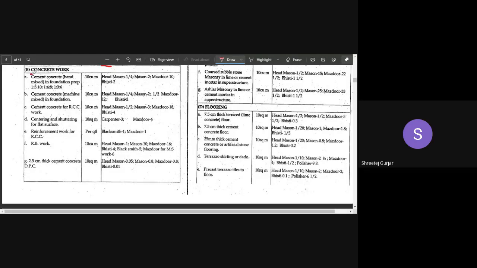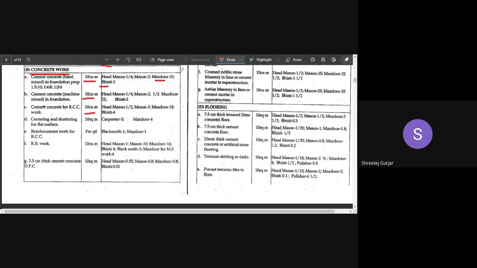Okay, when you are dealing with concrete work, as we know, concrete we deal in cubic meters. Hence, we have to assume 10 cubic meters initially. You can see we have assumed 10 cubic meters. For concrete work, as I've told you, we need supervision. So we require head mason. We need masons because we need skilled labor for laying the concrete, and we require Mazdoors and Bistis.